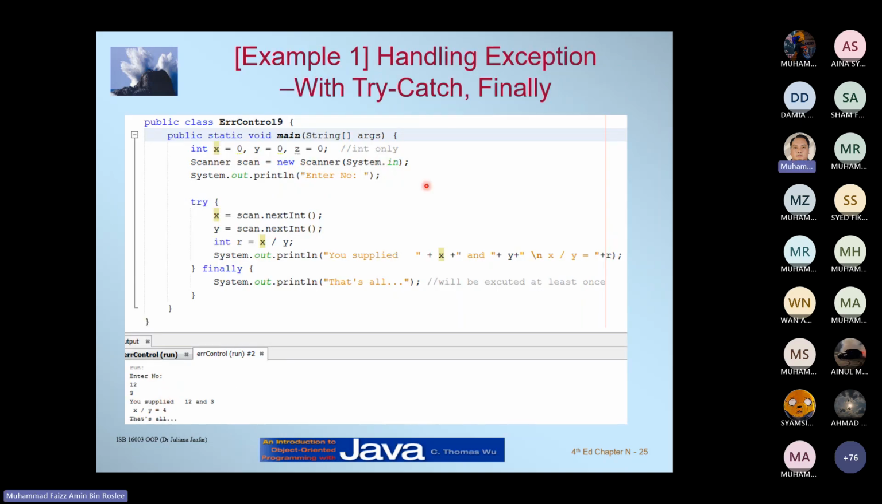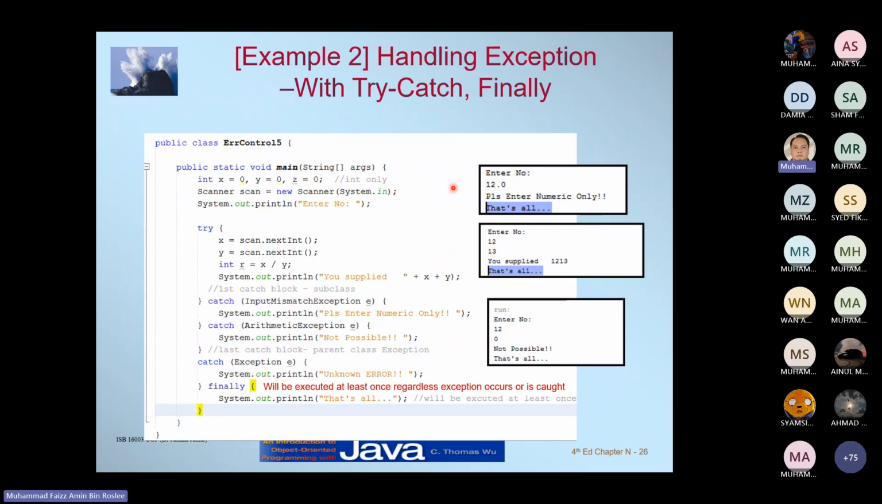Okay, this is the example. You can see in here you have the program, the variable declaration, then you have this try block, and then you have this finally block. You run the code over here, and you can see out here it will ask the user to enter a number, 12, 3. Then it will print out, you supplied 12 and 3. But notice that in the finally block, it also prints the string, which is "that's all," right?